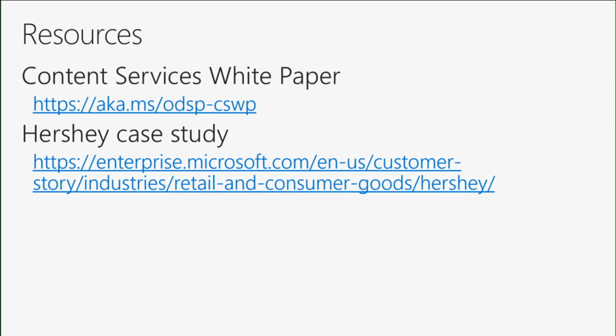First and foremost, this week we've released a new white paper which summarizes all of our capabilities across Office 365 in content services, or enterprise content management. You can get to that right now at aka.ms/ODSP-CSWP, that's OneDrive SharePoint Content Services White Paper. It's about 15 or 16 pages. It took us a day or two to write. Yeah, just a couple.